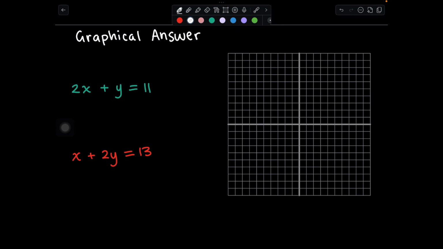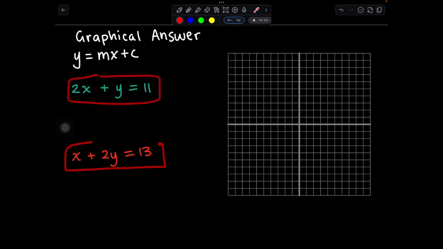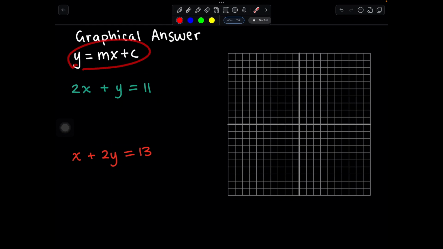I hope you remember how to draw linear graphs. Just as a refresher, linear graphs have this form where we have y equals mx plus c, where our m is our gradient, so rise over run, and our c is our y-intercept, so where our graph crosses this line here. What we can do is rearrange both of these equations that we had and write it in this form and sketch them. So looking at this first one, for example, we can get y by itself by moving this 2x to the other side. And we can do that by minusing 2x from both sides. And that leaves us with y is equal to 11 minus 2x.